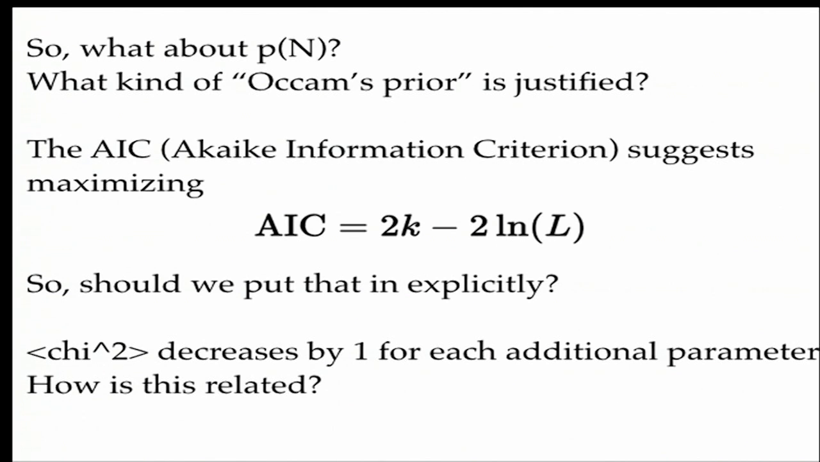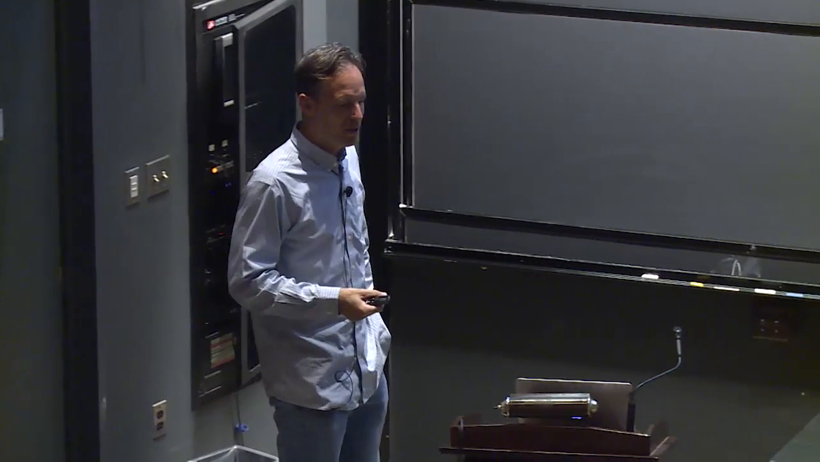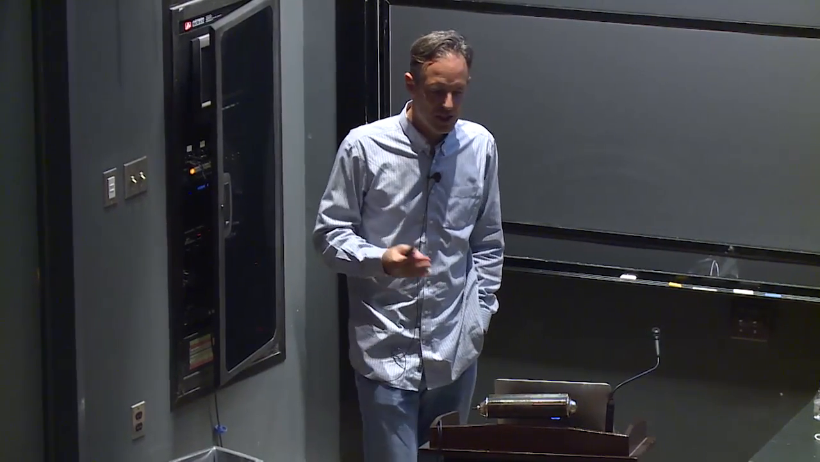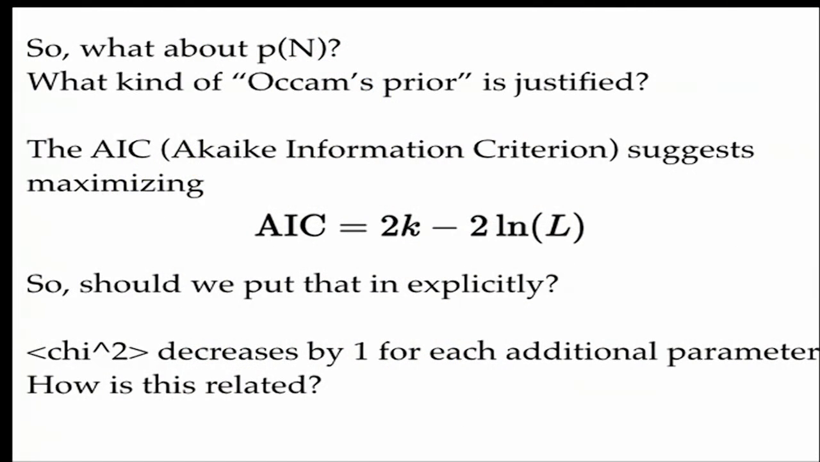That's actually a little different than my naive expectation. I can read Wikipedia, I know how to derive this formula, but my naive expectation was if you add a new parameter, the chi-squared on average gets better by 1. And so I would have expected 1k, not 2k.